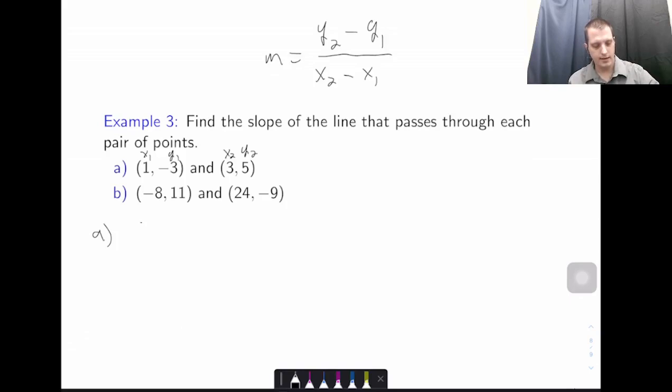So we're going to get a 5 minus a negative 3. We need to do the double negative there. There is one for that, and then there is another one in the actual formula. And then divided by a 3 minus a 1. And I really should be writing m equals. I could have done it on the other side, but I'm not a fan. So that becomes a 5 plus 3, so we get an 8 over 2, so our m is simply equal to 4.